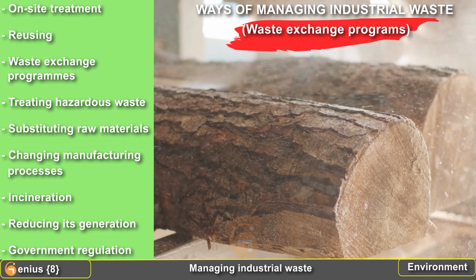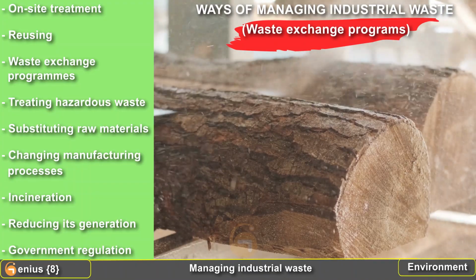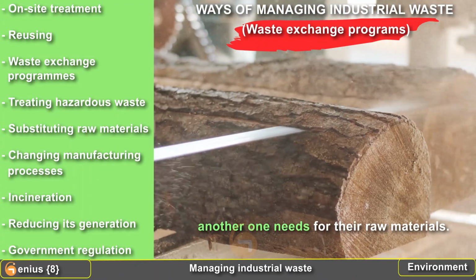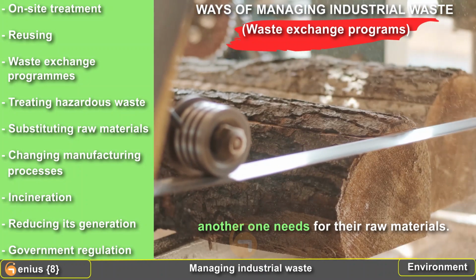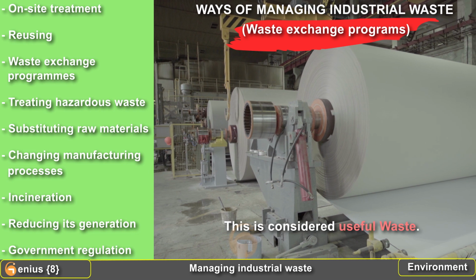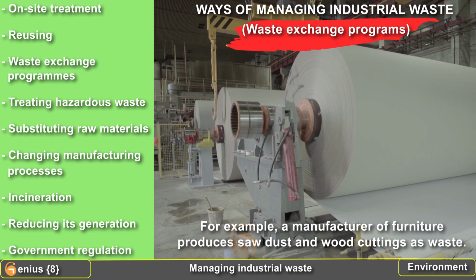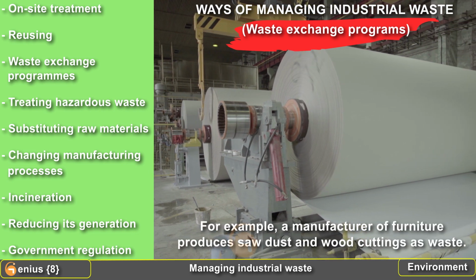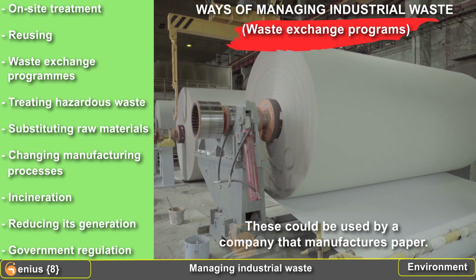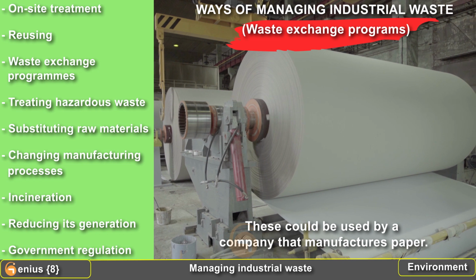Waste exchange programs. What one industry produces as waste may be what another one needs for their raw materials. This is considered useful waste. For example, a manufacturer of furniture produces sawdust and wood cuttings as waste. These could be used by a company that manufactures paper.